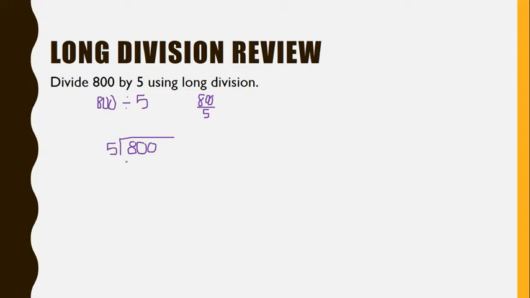Remember, the way that we do this is we start with the first number on the left inside. We see how many times our number on the outside goes into it. How many times does 5 go into 8? Just once. So above the 8, we're going to put a 1. Now we multiply. 1 times 5 is 5, so we write a 5 underneath the 8. Then we subtract. 8 minus 5 gives us a 3.